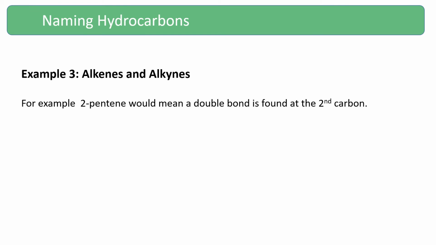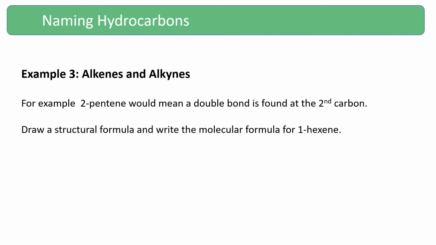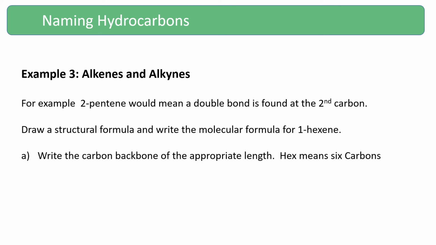Okay, 2-pentene. This would mean a double bond is found at the second carbon. Let's sketch it out. Draw a structural formula and write the molecular formula for 1-hexene. Write the carbon backbone of the appropriate length. Hex means 6.